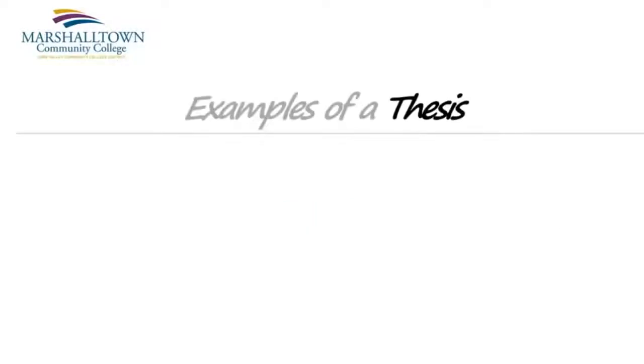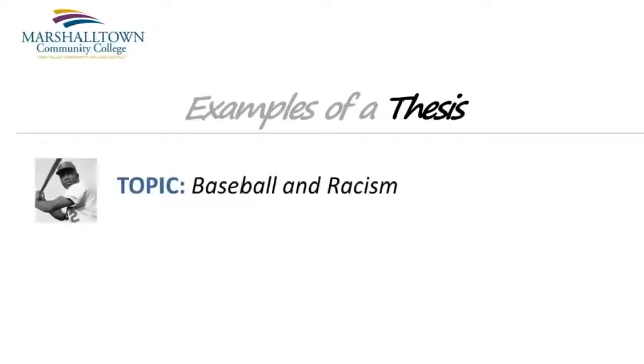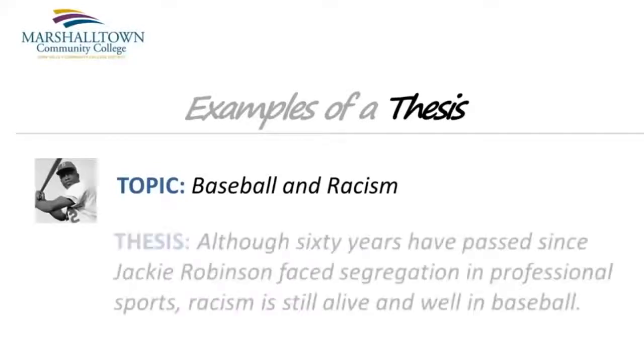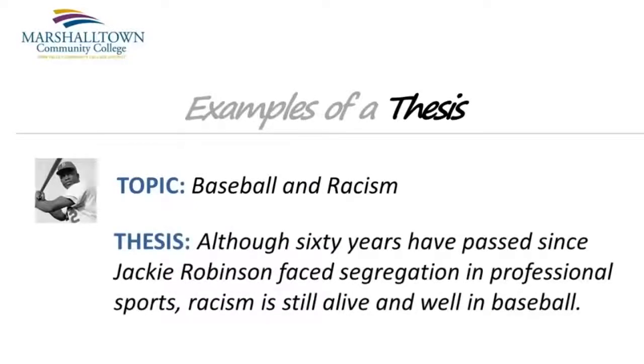Let's take a look at some examples. If your essay topic is about baseball and racism, a good thesis statement might sound something like this. Although 60 years have passed since Jackie Robinson faced segregation in professional sports, racism is still alive and well in baseball. This kind of thesis statement first tells the reader that your essay is about baseball and racism, but it also includes an opinion. Racism is still alive and well in baseball.